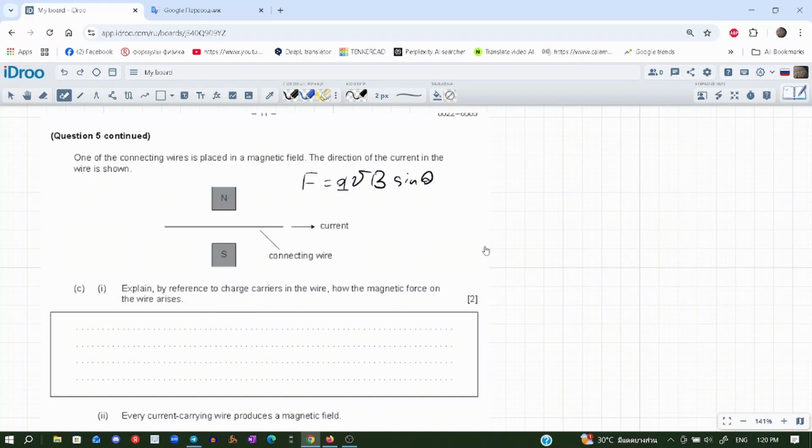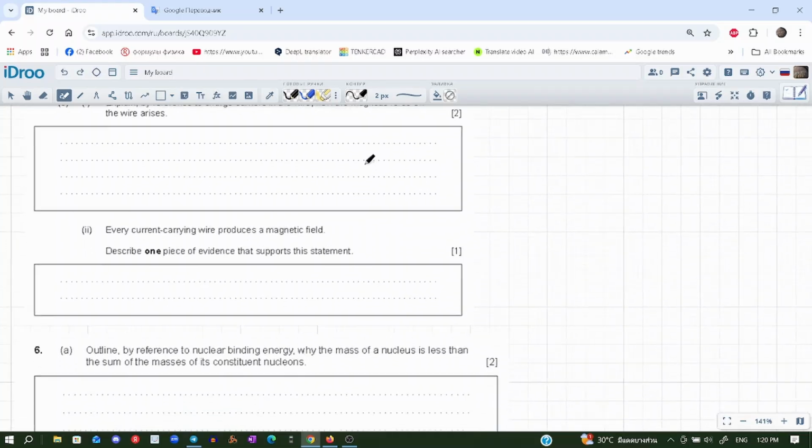So if we have a charged particle moving in the magnetic field, it will experience a force from this magnetic field, always. We also can find the direction of this force, and the direction of this force is into the page.